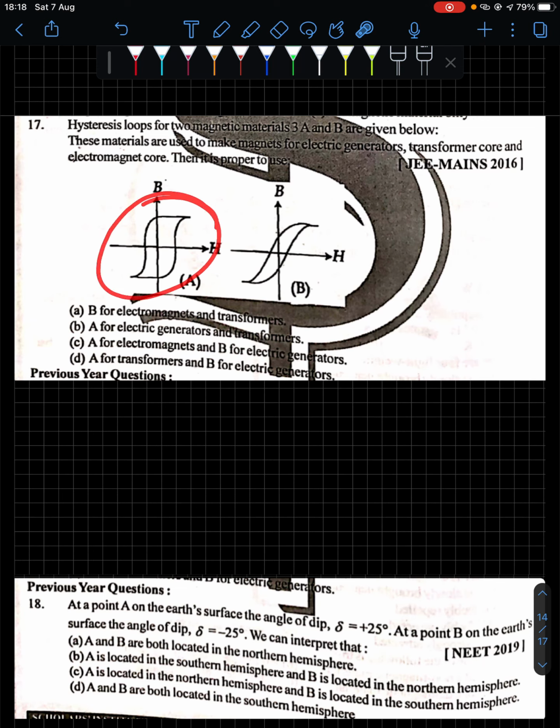Next, question number 17. Now if you look at these two graphs, this is for steel, and this is for soft iron. We know soft iron is used to make temporary magnets or electromagnets, and steel is used to make permanent magnets. Now in a generator you use permanent magnets, in a transformer you use electromagnets. So you will use B for electromagnets and transformer. Option number A is the result. You can check the other options, they will not match.